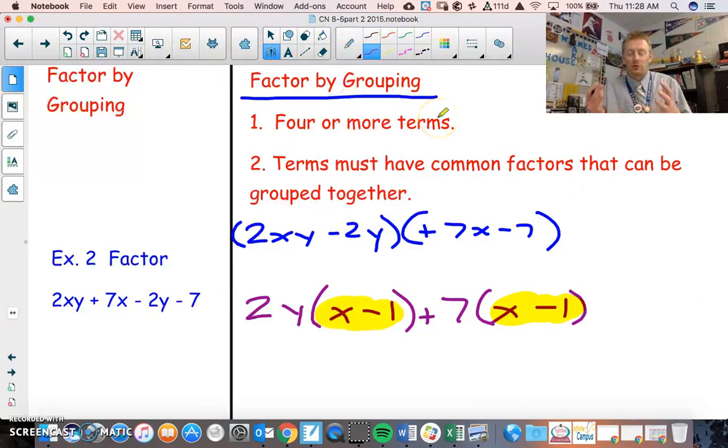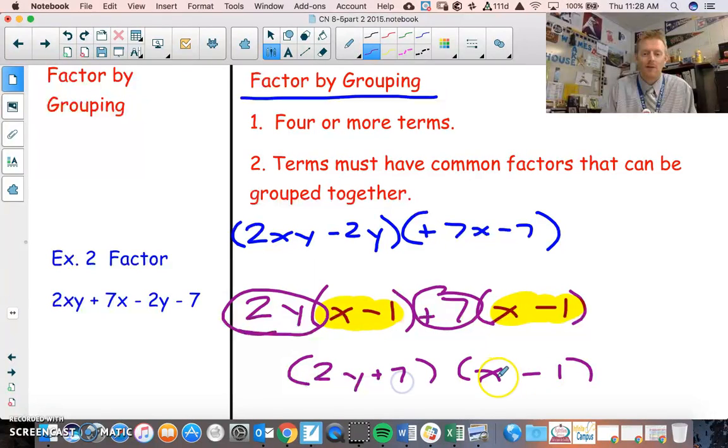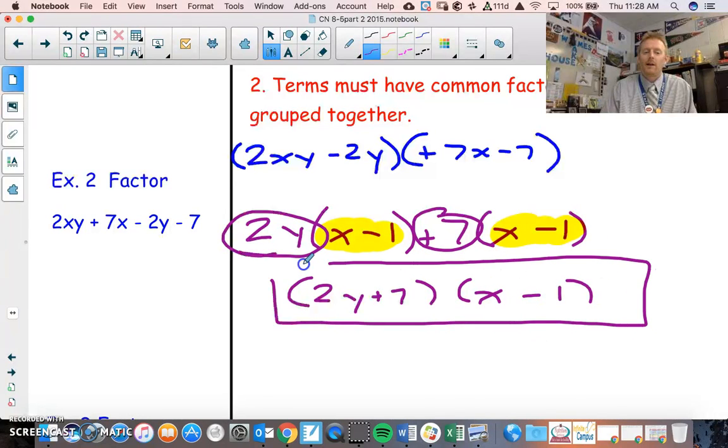So now here's the really cool part. Because 2y and 7 are both multiplying the same thing, we can make two groups from this. One of them is the group that was already written there, the x minus 1, but the other one comes from this 2y and this plus 7. So I have 2y plus 7 and x minus 1. And that is my factored answer. So that's what we're looking to have happen, is us being able to create stuff like that.